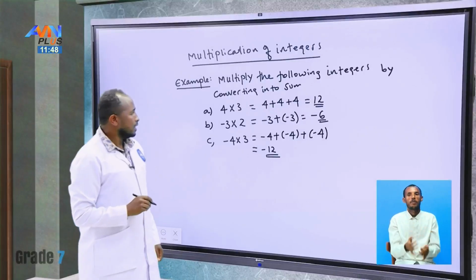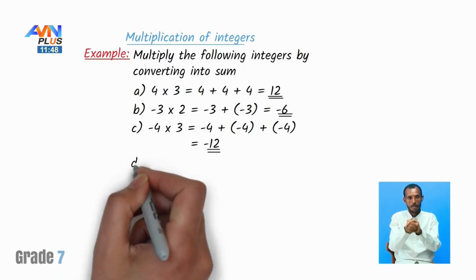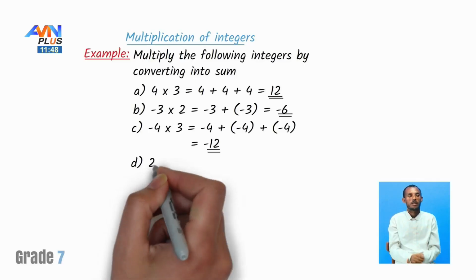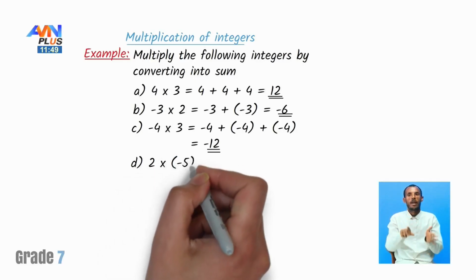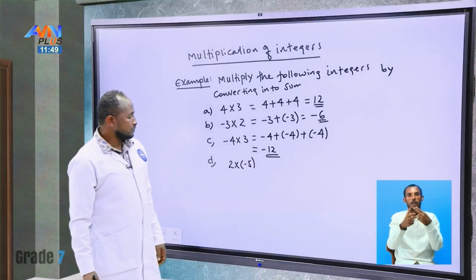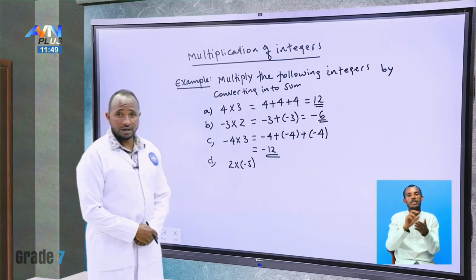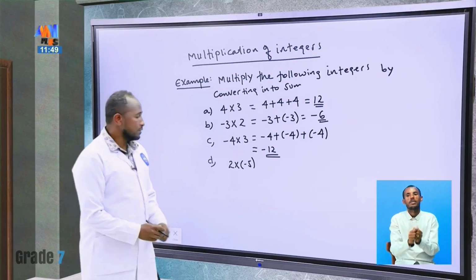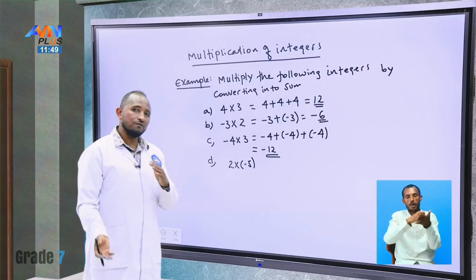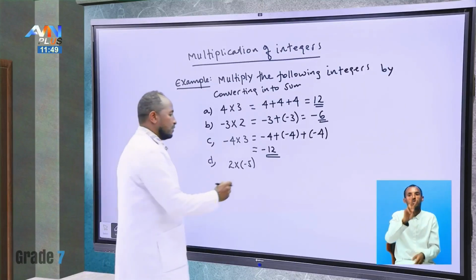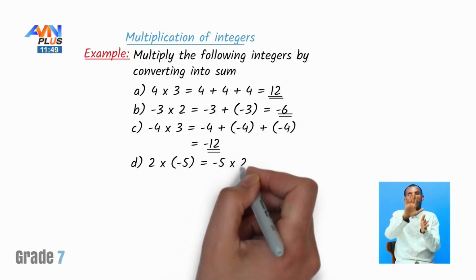Now, from this activity, let me add one more example. Okay, take this one: 2 times -5. Let's try to find the product of these two numbers. Let's try together this question. By the way, 2 times -5 is equivalently written as -5 times 2, the same.